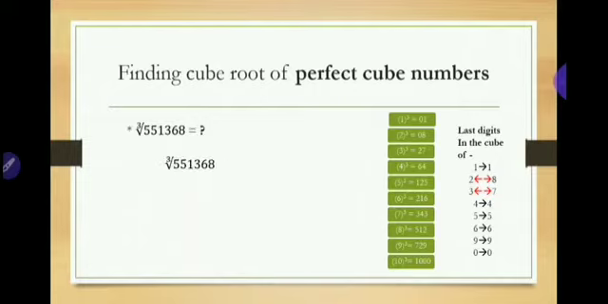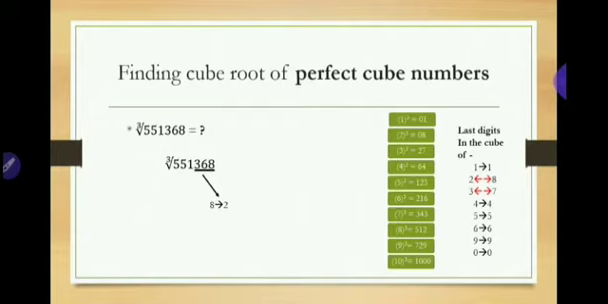For that, divide this into 3 groups: 3, 6, 8 is one group, and the remaining digits are another group, that is 551. So 3, 6, 8: 8 is the last digit of that group. 8 is the last digit in the cube of 2. Therefore, in our answer, 2 will be the last digit. So we have got the last digit.